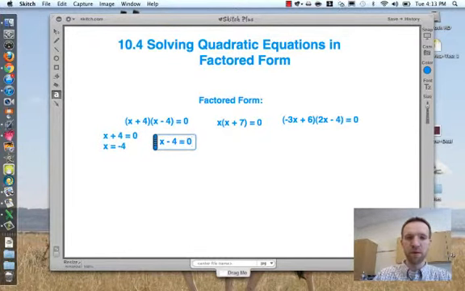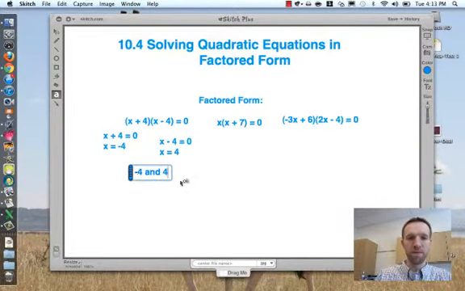Then I'm going to work for this second binomial and rewrite that as x minus 4 equaling 0. To solve it, add 4 to this side of the equation, add 4 to this, and I should get x equaling 4. My two final solutions for this equation are negative 4 and positive 4. Easily done. You can start seeing that it's really kind of the opposite of this 4 and the opposite of this 4.